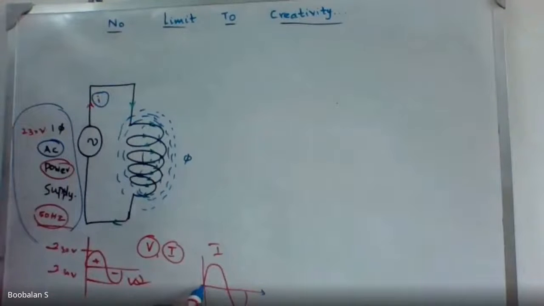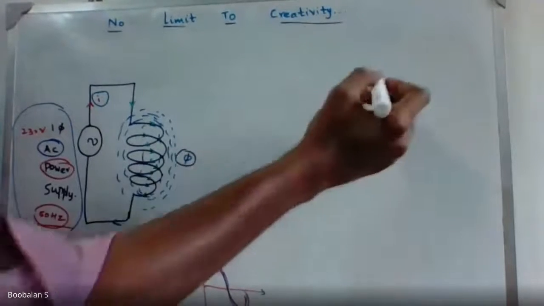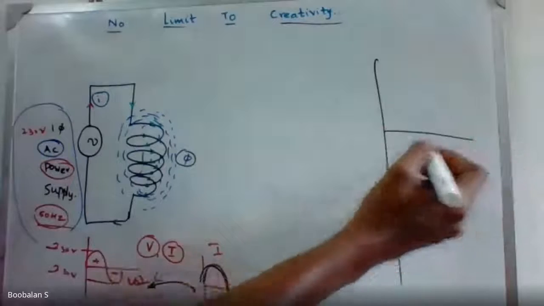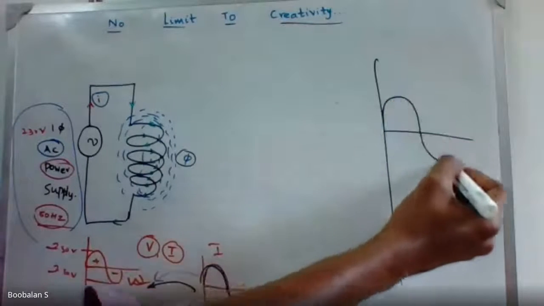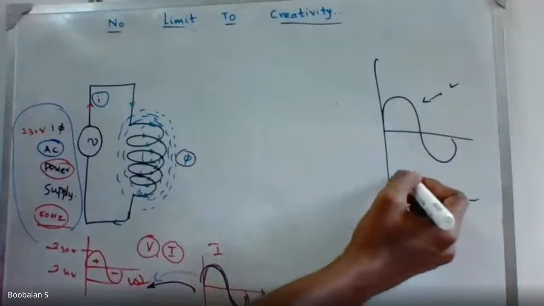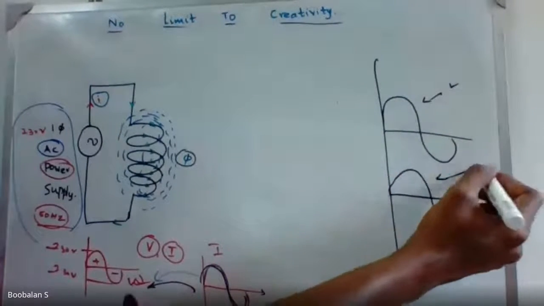I have an AC, that's called alternating current. Why is it in this form? Because my applied voltage is also in this alternating nature. So the flow of current is also alternating, and the induced flux lines are also alternating. I'm going to draw it in a single diagram. If the input voltage is like this, this is called the voltage waveform. In the same way, the current has the same waveform. This is my current waveform.